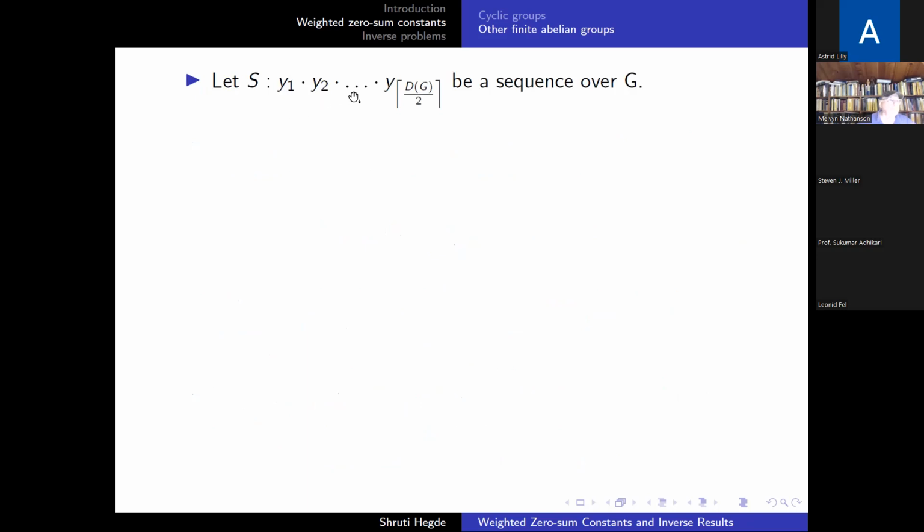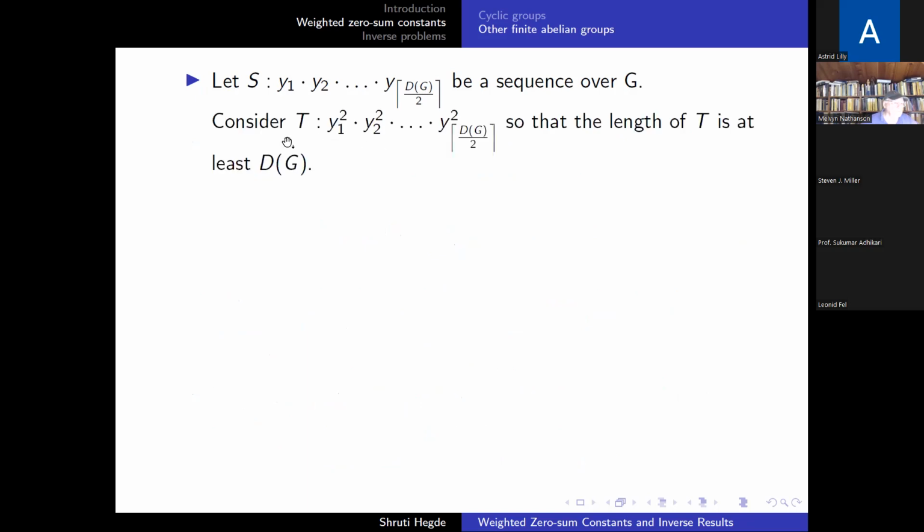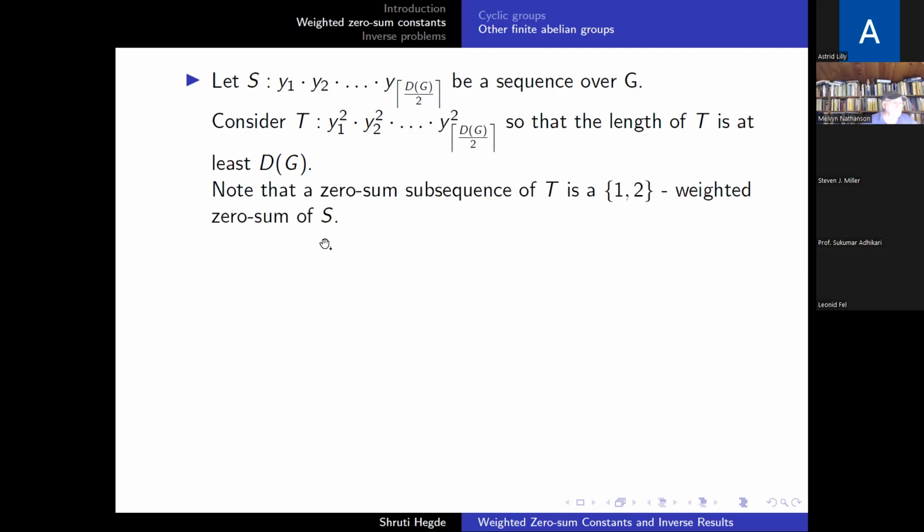So if we consider a sequence S of length ceiling of D(G)/2, where D(G) is the Davenport constant of G, and if T is S squared, that is, it contains 2 copies of every element of S, then the length of T is twice the length of S, so it has to be greater than or equal to the Davenport constant of G. So there will be a non-empty zero-sum subsequence in this T. And now it is easy to see that a non-empty zero-sum subsequence here gives an A-weighted zero-sum subsequence in S. Therefore, we can say that D_A(G) is less than or equal to the length of the sequence, which is ceiling of D(G)/2.